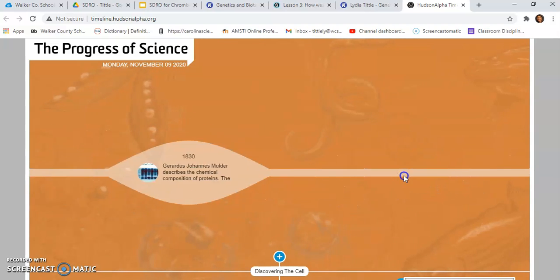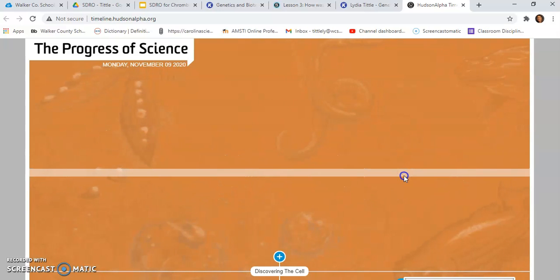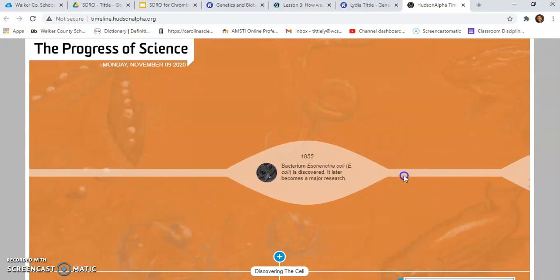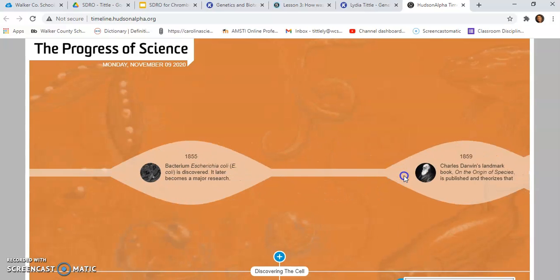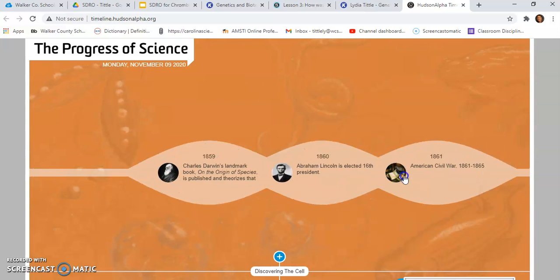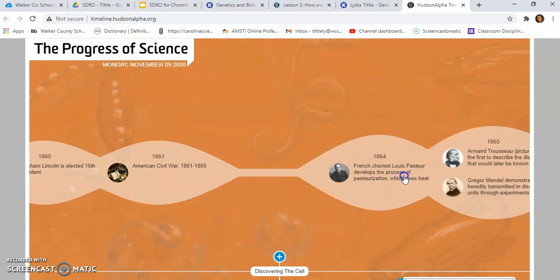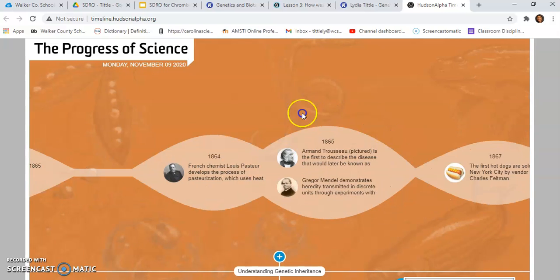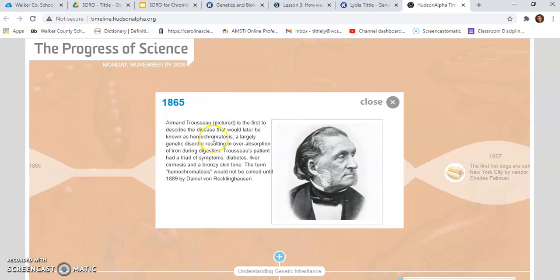Okay, so we're looking for 1865. 1861, 1864, here we go, 1865. You'll notice we have two different people, but the person we're looking for is the father of genetics. He is not known as the father of genetics, but here's a cool fact.